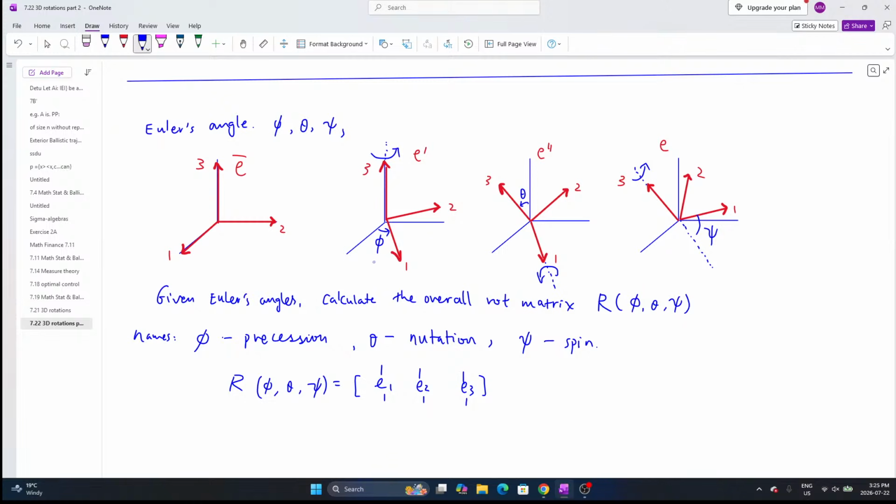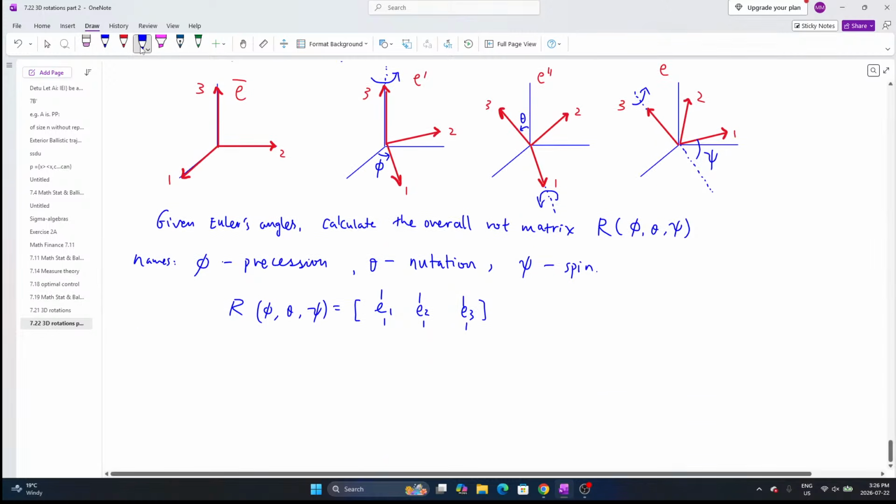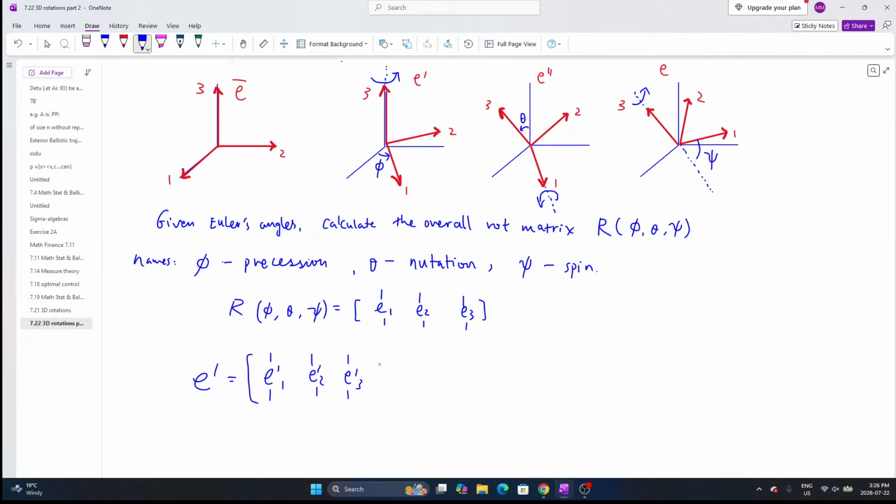Well, so let's calculate the intermediate steps first. Let's say E prime. What is E prime? We consider E prime as a matrix, say E prime 1, E prime 2, E prime 3. This is a three-by-three matrix. And of course, this is obtained by rotating E1, E2, E3.